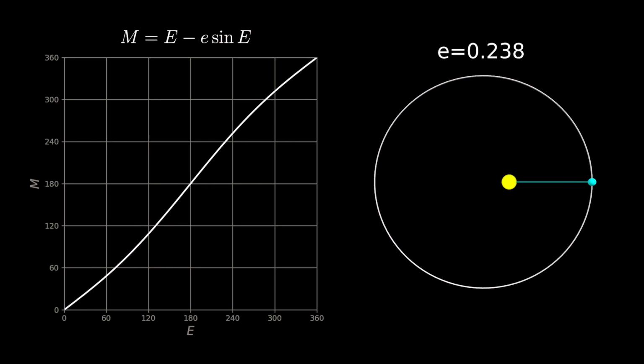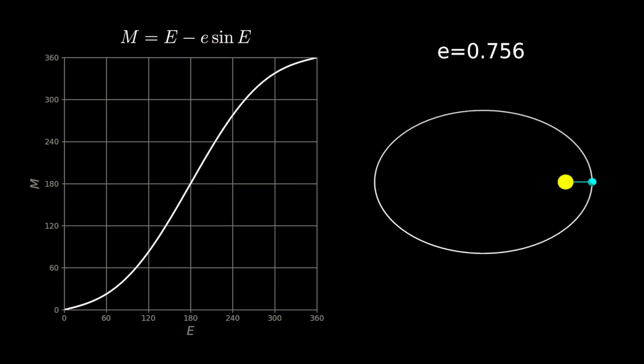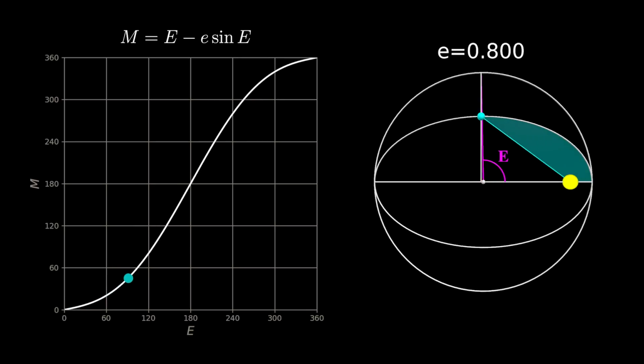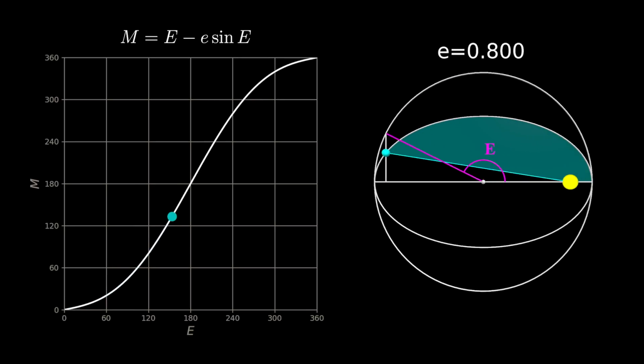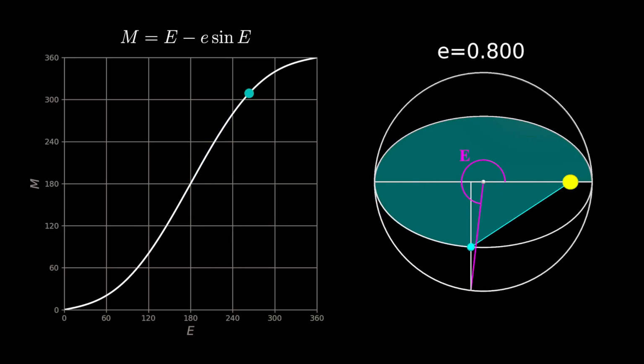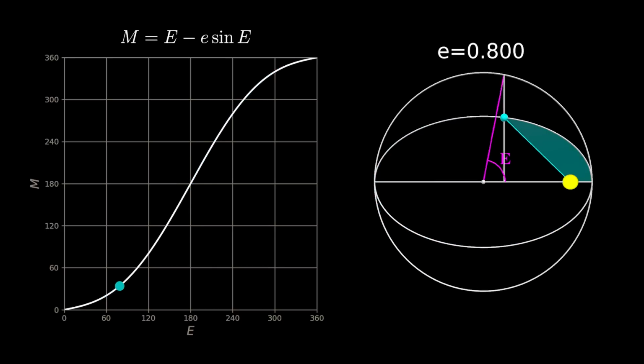As eccentricity increases and our orbit becomes less circular, we're effectively subtracting a scaled sine wave from our straight line, causing it to bend downward between 0 and 180 degrees, and bend upward between 180 and 360 degrees. Higher eccentricities make the relationship between time and the planet's position less linear, with the planet moving more quickly close to the Sun and more slowly when it's further away from the Sun.